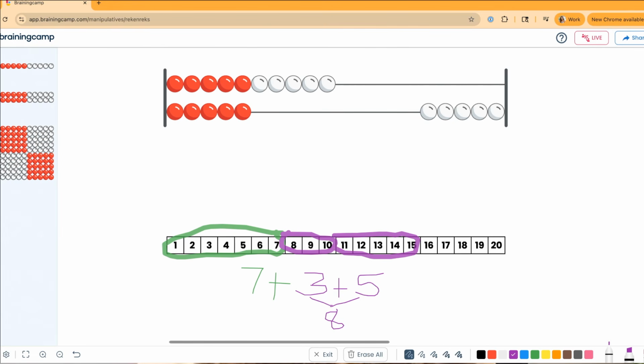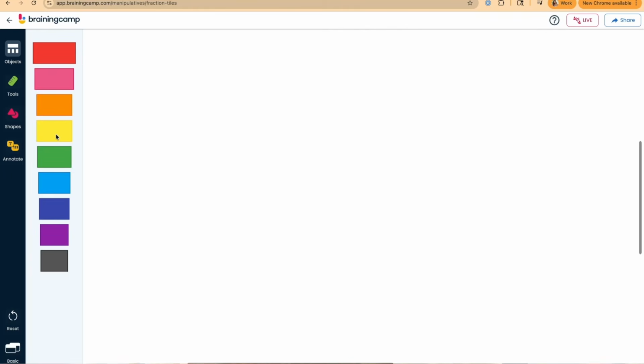That's the sweet spot. Now let's look at an upper elementary example. Let's say we have fourth graders who need to build their understanding of multiplying a fraction by a whole number. So an example might be 3 times 1/4. We start with those fraction tiles.